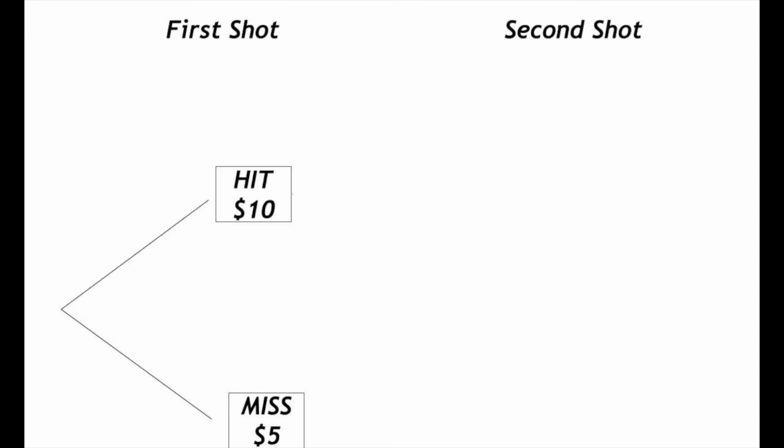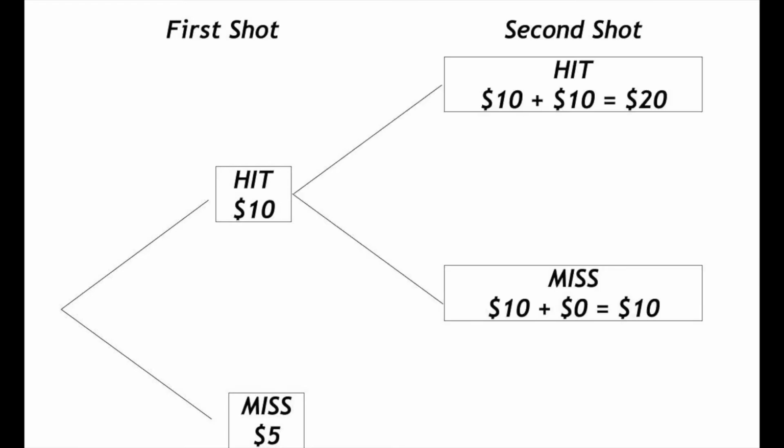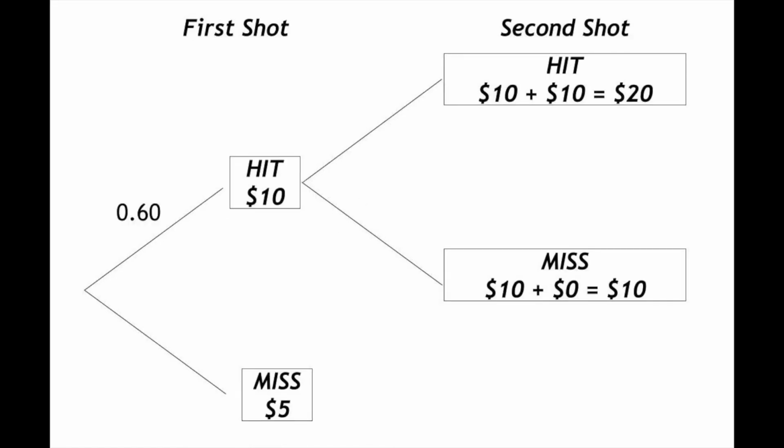On the first shot, miss, $5. Make, $10. And a second shot. On the second shot, if she makes it, another $10. She makes a shot 60% of the time. 60% of the time on the first shot, 0.6, she's going to get $10. Okay? 40% of the time, she's going to get $5. She'll make another $10 60% of the time. And 40% of the time on the second shot, she's just going to make $10. Okay? We have to multiply this through.